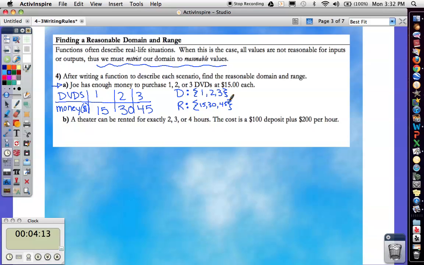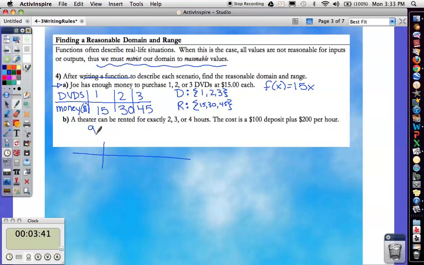A theater can be rented for exactly 2, 3, or 4 hours. The cost is $100 deposit plus $200 per hour. You don't have to write an equation here, but if you wanted to, oh, and I'm going to go back up here because I forgot, we do need to write an equation. It does say write a function. So this would be f of x is 15x. So again, if you want to make a table here, you can. What are the two things I'm talking about?